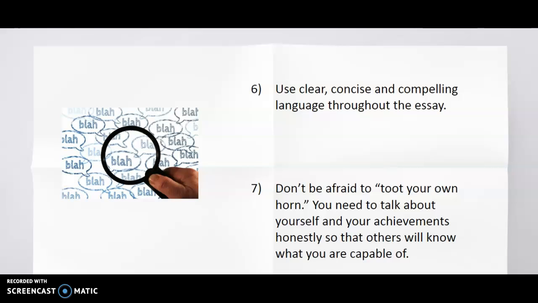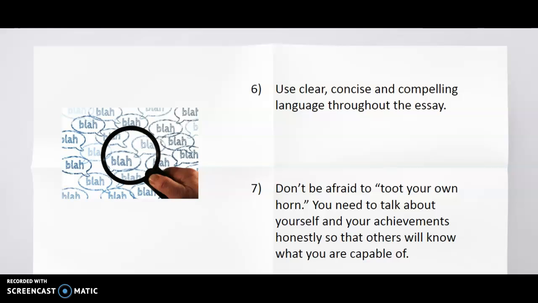Number 7, don't be afraid to toot your own horn. You need to talk about yourself and your achievements honestly so that others will know what you are capable of. So with this one, what I want you to think about is, first of all, it says honestly. Don't lie. Don't make stuff up about yourself.